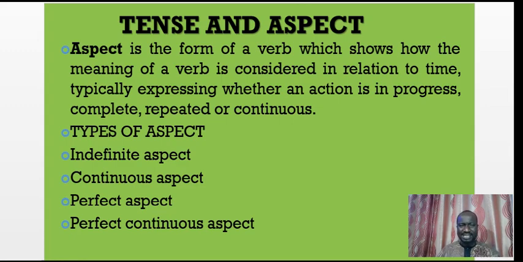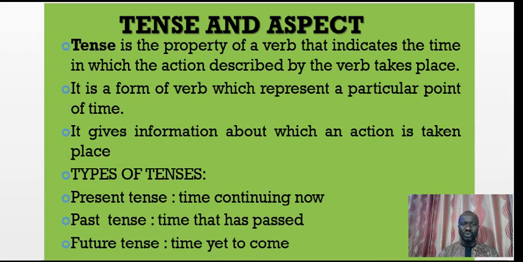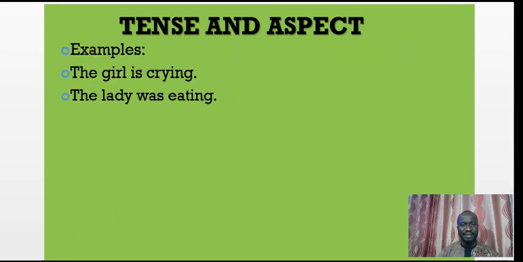Now let's look at the types of aspects. For the aspect, we have indefinite aspect, continuous aspect, perfect aspect, and then perfect continuous aspect. And then for the tenses, we have the present tense, the past tense, and then the future tense. That is how it is. Now let us use this example to explain it.